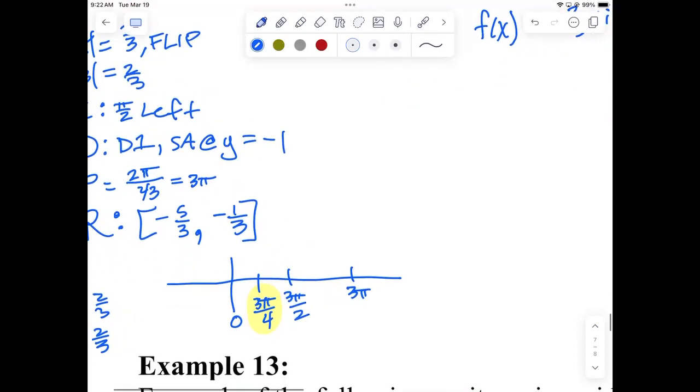Okay, let's add the rest of them if you want to. 3 pi fourths, 6 pi fourths. What would the next one be? 9 pi fourths, and then 12 pi fourths is 3 pi. And then let's work backwards. We're going left pi halves, so let's get some negative ones in there. What would be the first one to the left? -3 pi fourths, and then the next one would be -3 pi halves, so on and so forth.